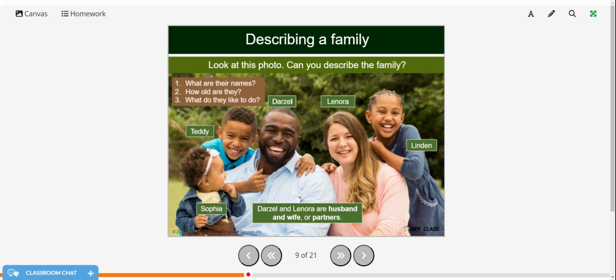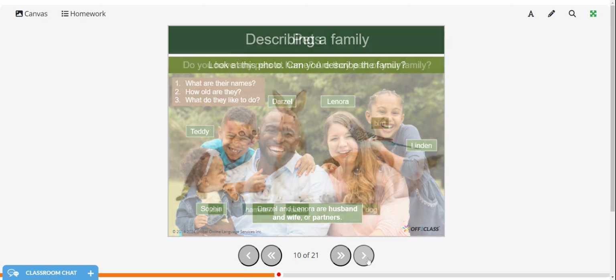And what do they like to do? Well, it looks like they're outdoors, so maybe they like to have picnics or go for walks. There could be any number of things that they like to do. So Denzel and Lenora are husband and wife. The man is called a husband, and the woman is called the wife. Or you can say the two of them are partners. Okay, so either husband and wife or partners.